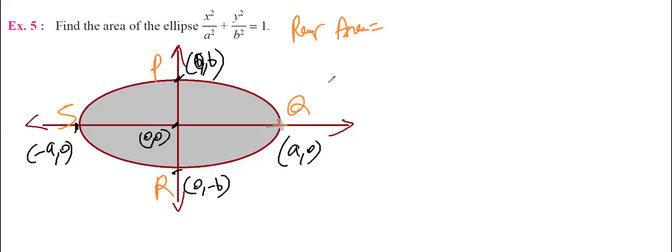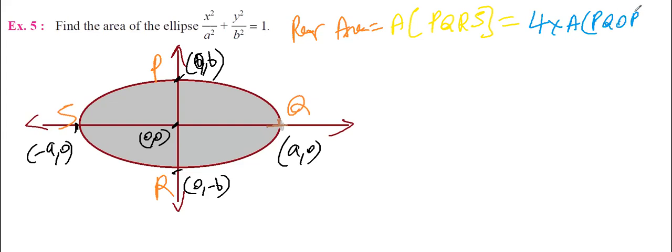Okay. So required area, what? Required area will be this. It will be area of PQRS, and that will be nothing but 4 into area of PQOP. Okay, so this I am going to find using integration from 0 to a.